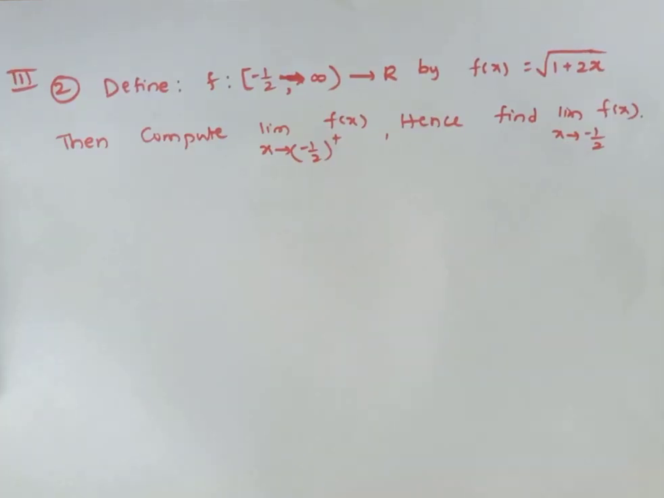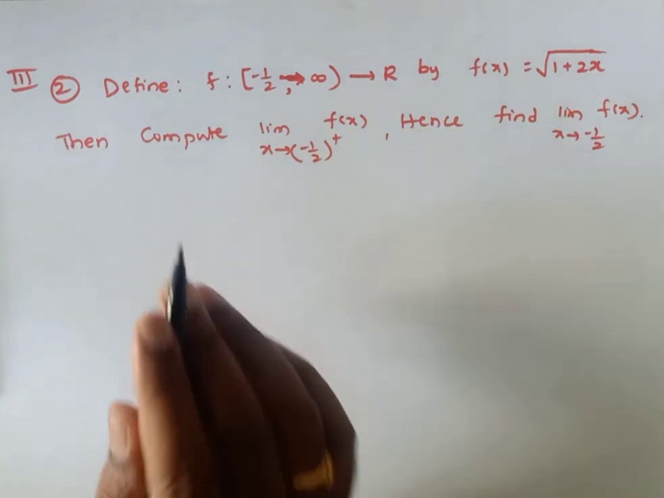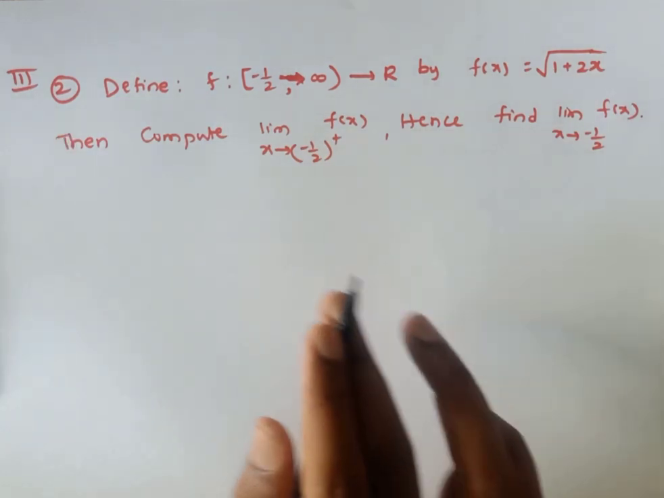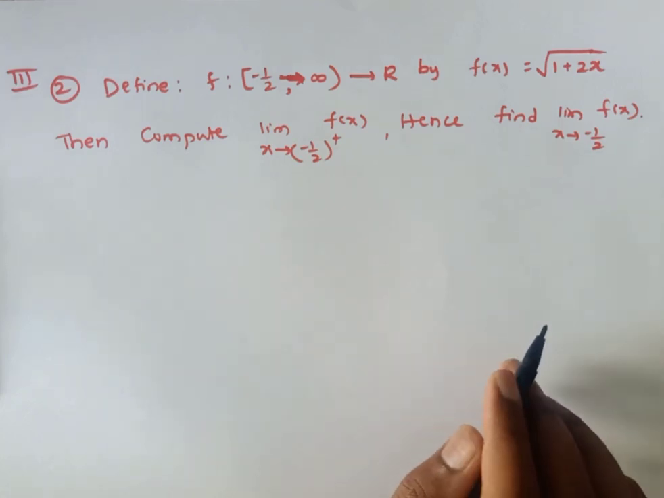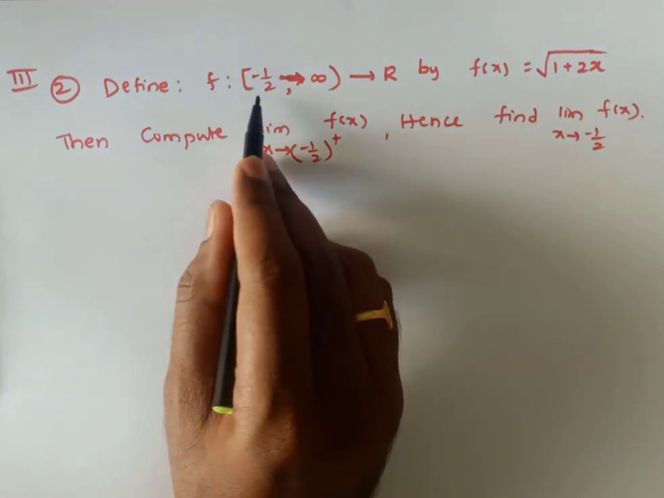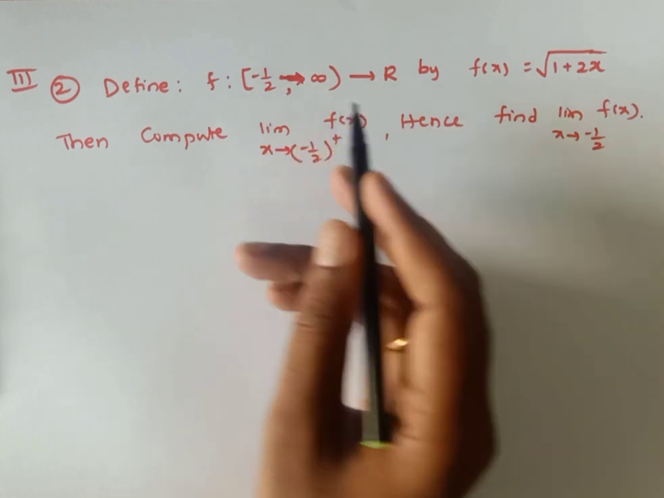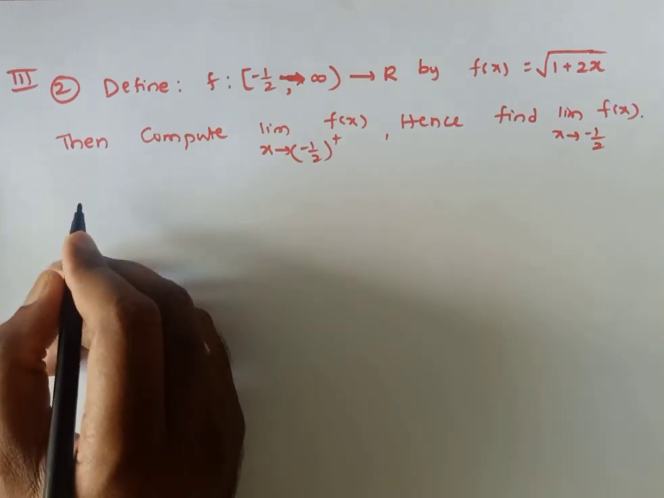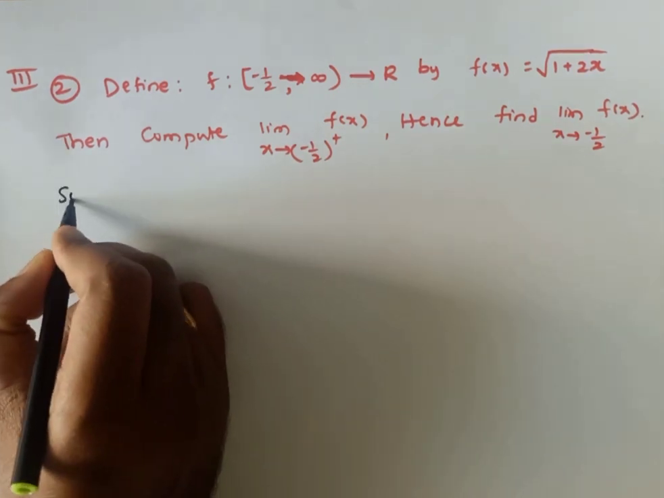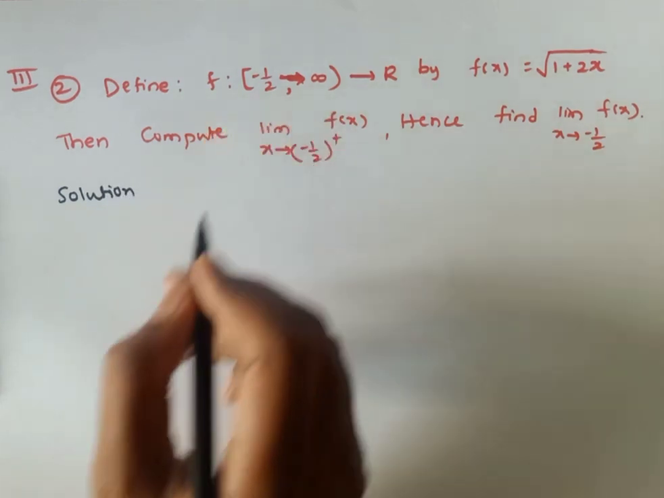Now, this is the last problem from exercise B and Roman 3, second problem. The first problems you can do similarly using the previous one. Now, this is an interesting one. Define f from minus 1 by 2 comma infinity to R by f of x equals square root of 1 plus 2x, where x belongs to minus 1 by 2 to infinity.